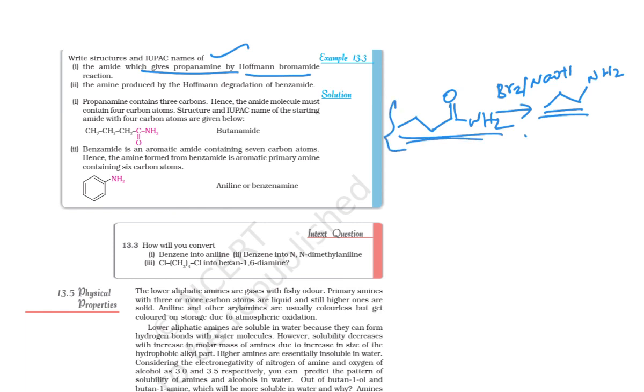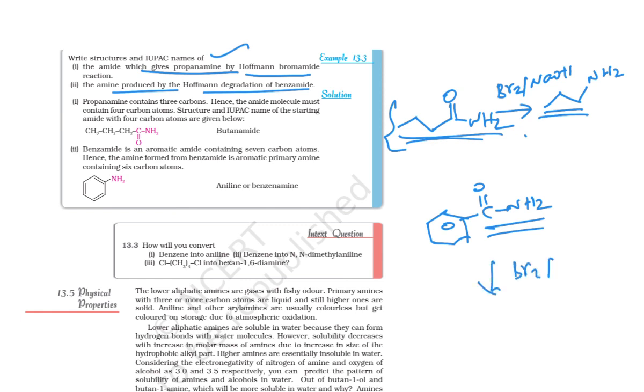Then the amine produced by Hoffman degradation of benzamide. What is benzamide? Benzene which is connected with the amide, that we call benzamide. So if it undergoes the Hoffman bromide degradation, there is a removal of carbonyl, right? What is it going to give? It is going to give aniline.